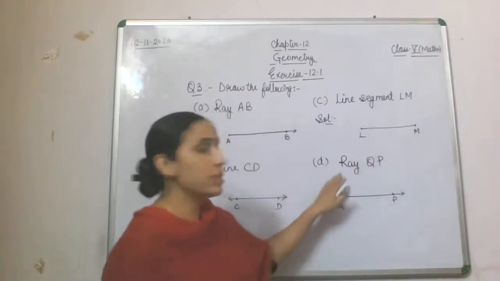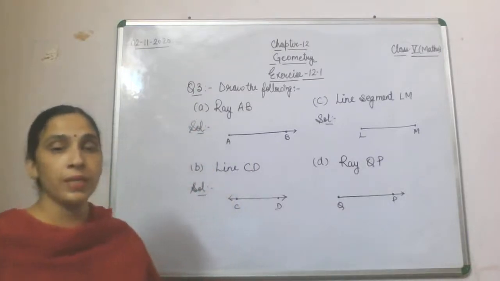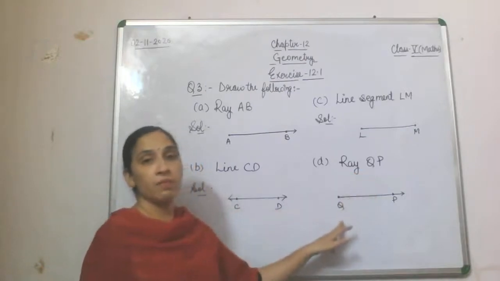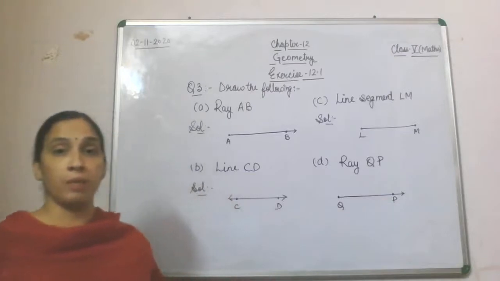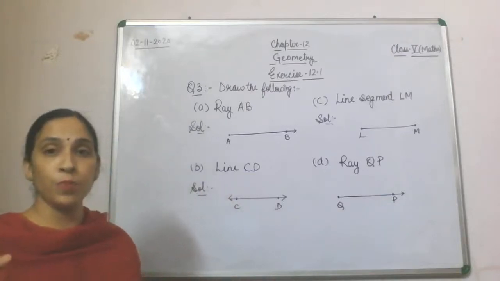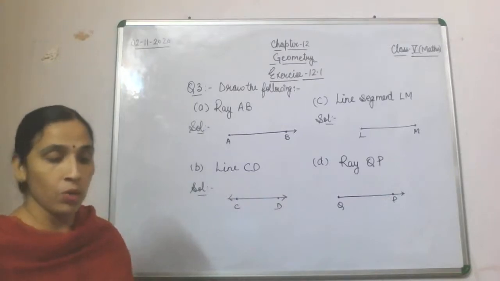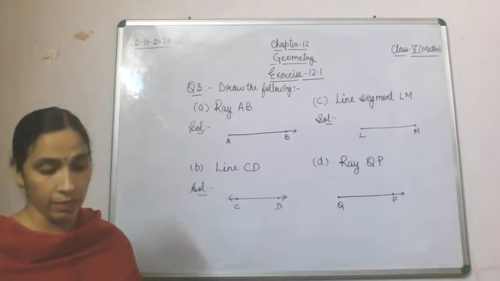Then D part, that is ray QP again. Ray is having this property that whatever first alphabet will be there, that will be written first, and then the second will be written on the other side, which can be extended, because this QP means ray is going up to P. So that is the basic funda to draw line segment and ray.